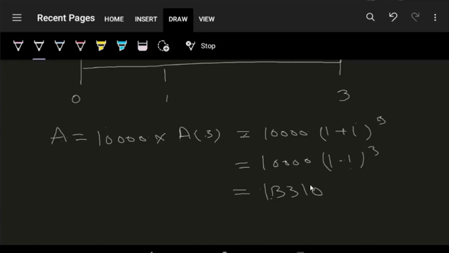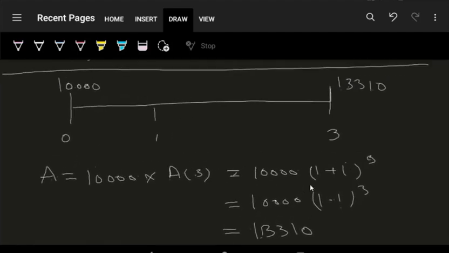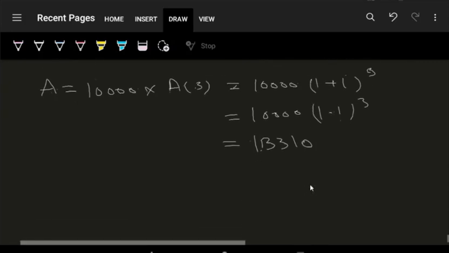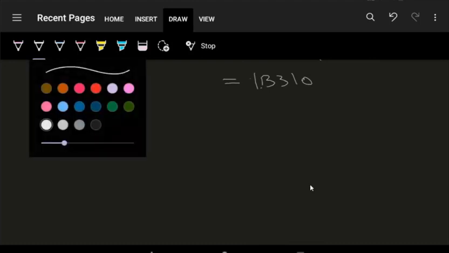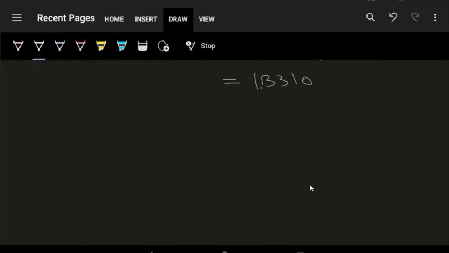Similarly, to discount this accumulated amount back to time 0, we will multiply it with the discounting factor. So this is my amount, this is my discounting factor.